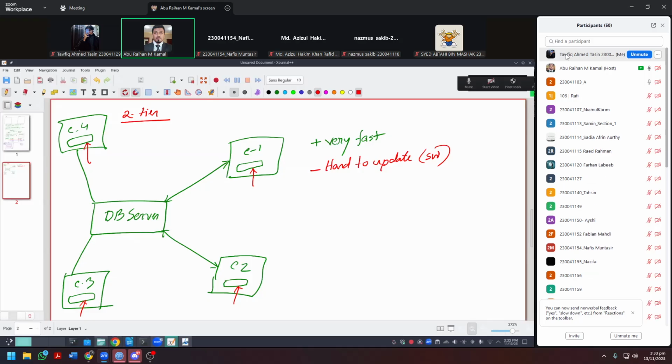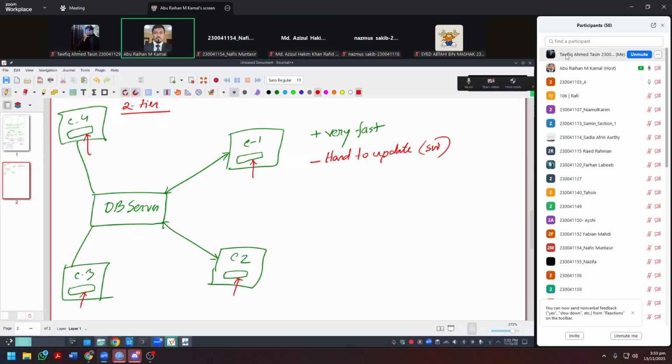Because you can think of a large company where there are 300, 400 clients connected to a single server. And if you have a minor update event, you have to go to the 400 PCs, reinstall it, and see whether the connection is okay or not. So it is very tiring work. Is it clear why two-tier is no longer used? Yes, sir. Okay.